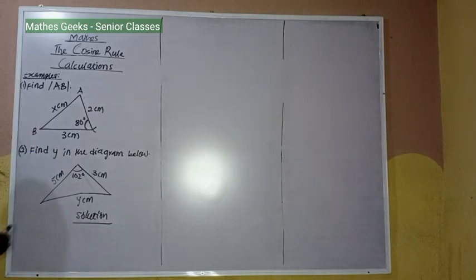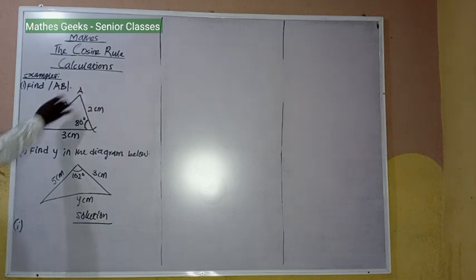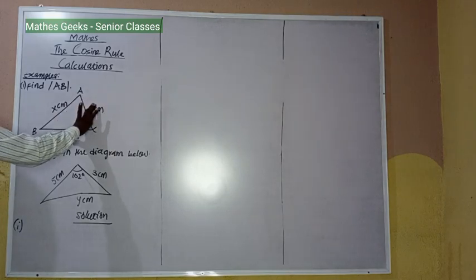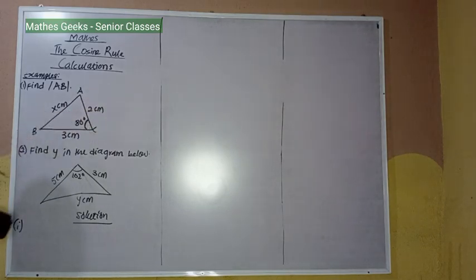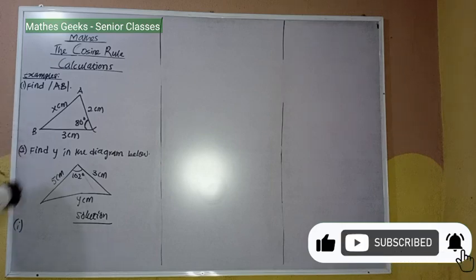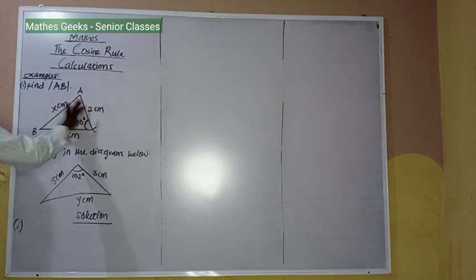Solution number 1. To find AB, or the value of line AB, AB has x centimeters. To solve this triangle, we discover that two sides are given and an included angle. The angle given is between the two sides that are given.